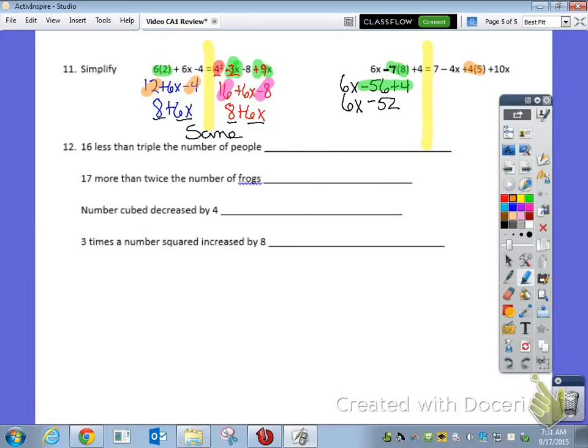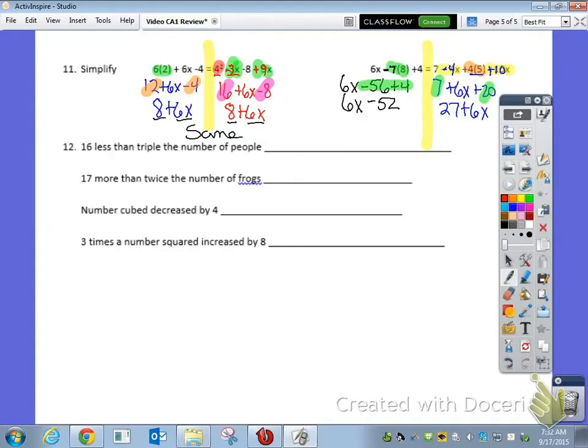On the right side, let's see what we can do. I have the 4 times 5, I can do that. And then I can also, this is a negative 4x and a positive 10x. So I put those together. 7 just comes down. Negative 4 plus 10 is a positive 6x. And then 4 times 5 is 20. Okay? And then I can put together the 7 and the 20. So 7 and 20 is 27, and you bring down the plus 6x.